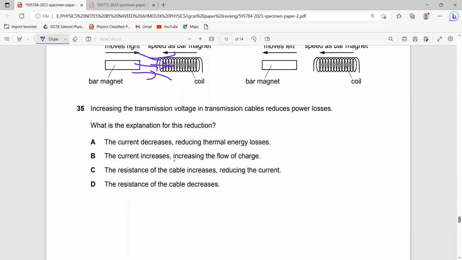In question number 35, increasing the transmission voltage in transmission cables reduces power loss. What is the explanation for this reduction? The current decreases. We see power loss is actually P is equal to I squared R T. This is the formula for power loss. So when current decreases, thermal energy loss is reduced.